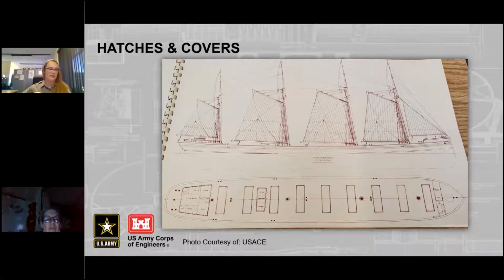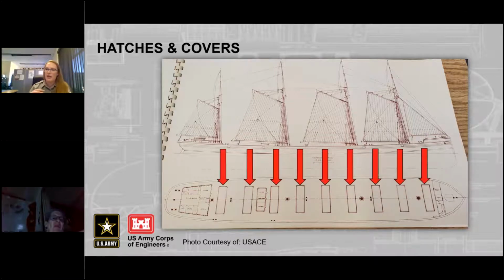Here we have the 342-foot long Montezuma, built in 1903. Here we see how a larger wooden sailing vessel now has more hatches, and these hatches are also bigger. These 9 hatches measure 12 feet long and 7 feet wide.